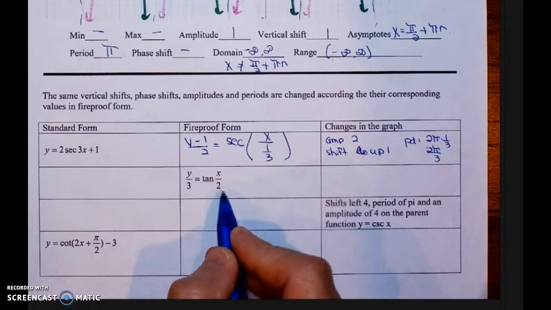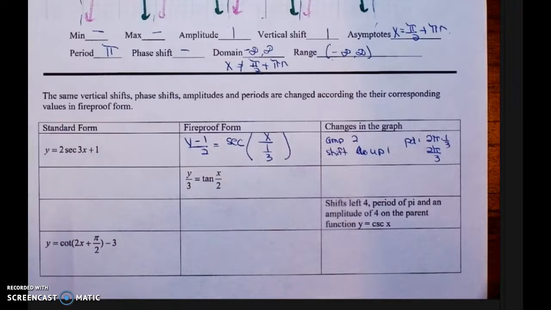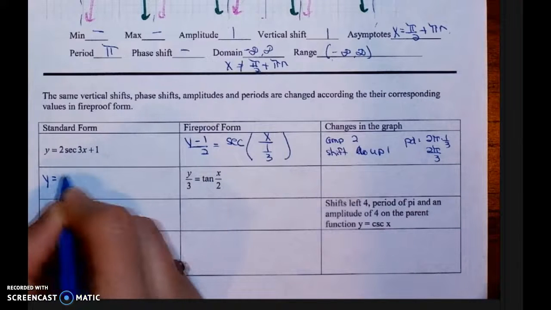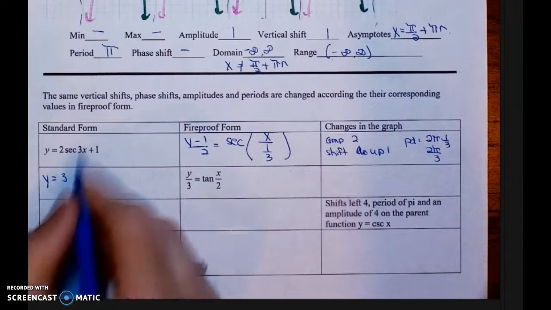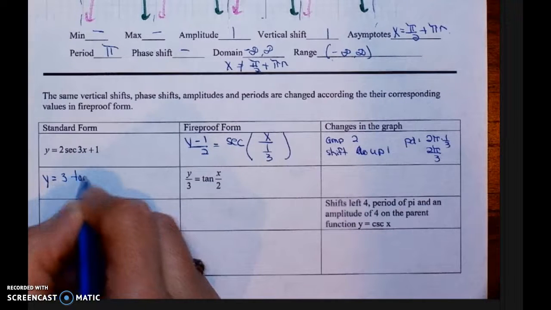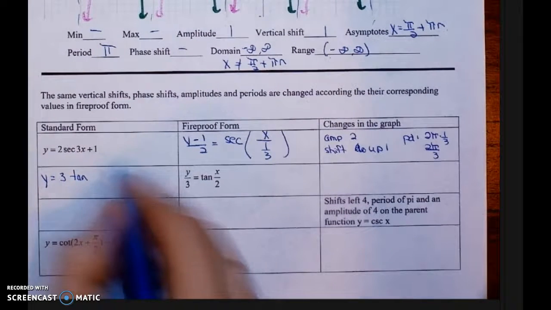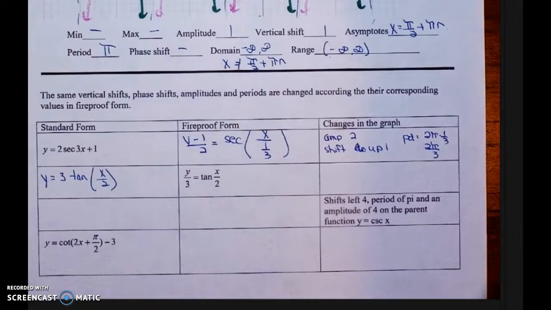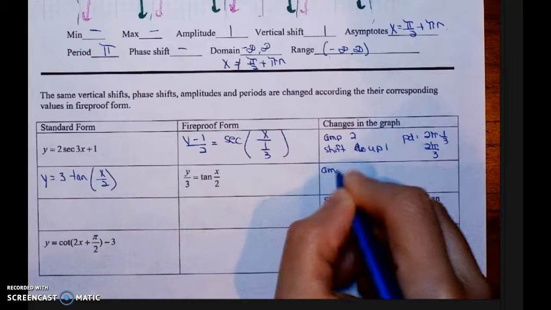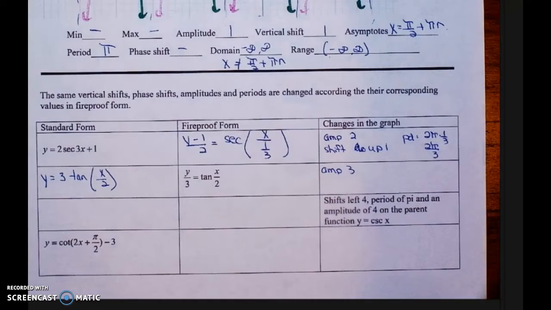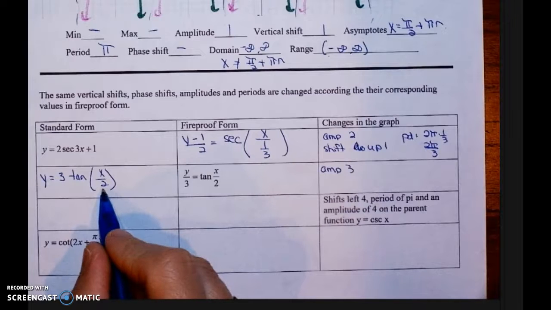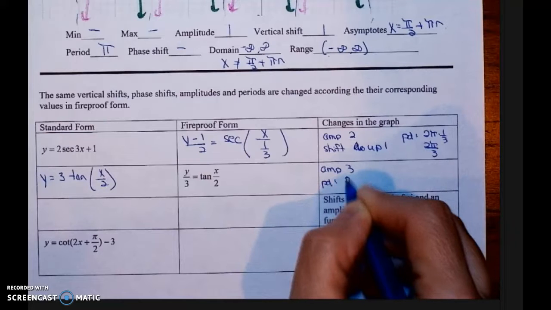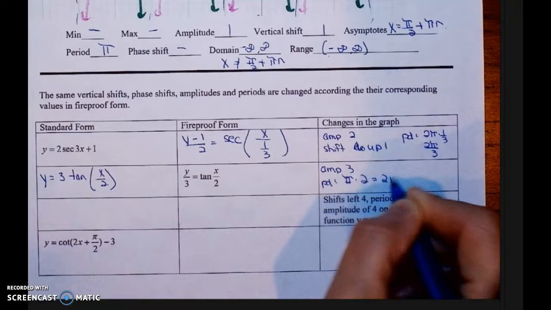The next one I gave it to you in vertex form. First of all, we're going to go ahead and change it to standard form. That would be y equals 3 times the tangent of x over 2. In that case again, we have an amplitude of 3, and we have a change in the period. Our normal period again is pi. In this case, our period would be equal to pi times 2, which would be 2 pi.